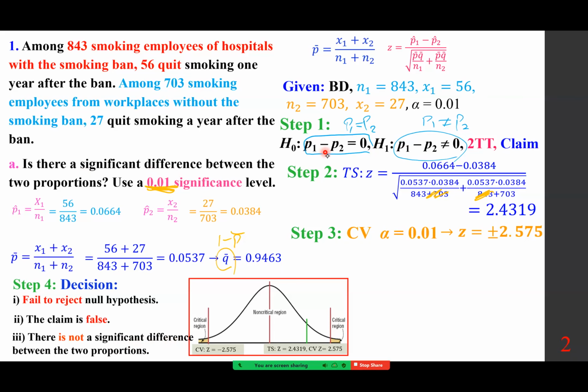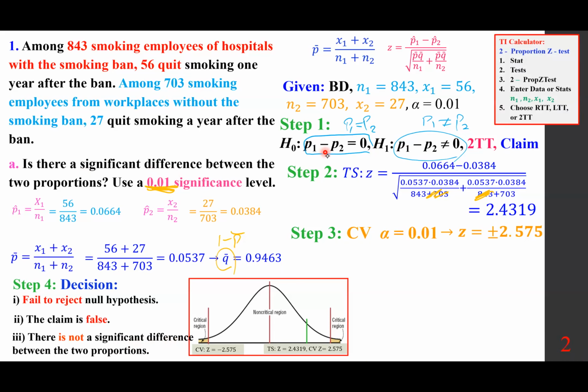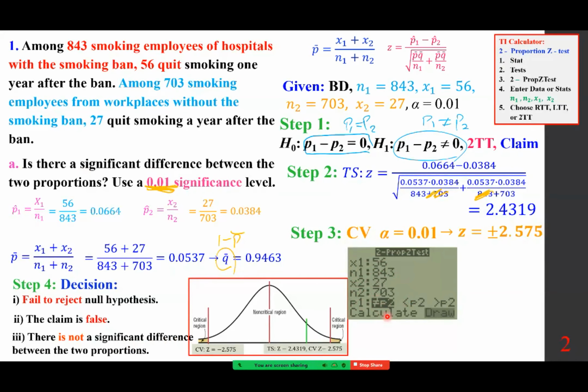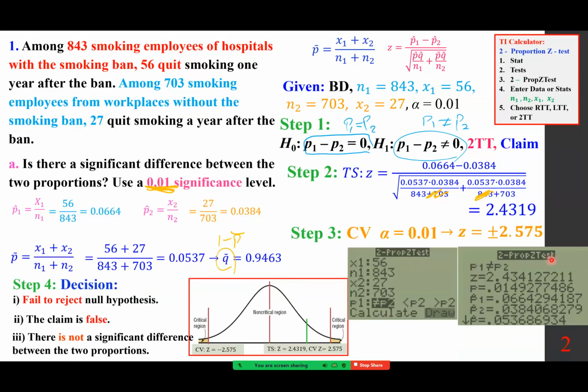So that's that. And let's look at technology. We are going to use the two proportion Z test. And when we do that, we put X sub 1, N sub 1, X sub 2, N sub 2. P sub 1 is not equal to P sub 2. And we calculate. It gives us this information. And take a look. First of all, P1 hat and P2 hat that we calculated.